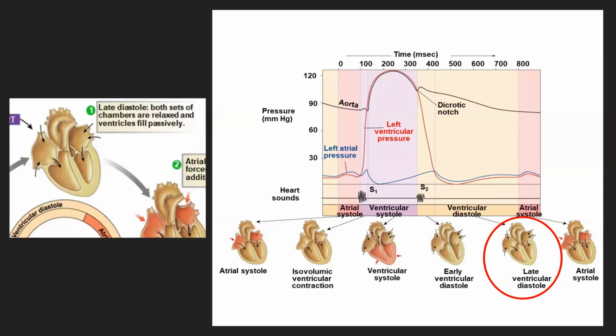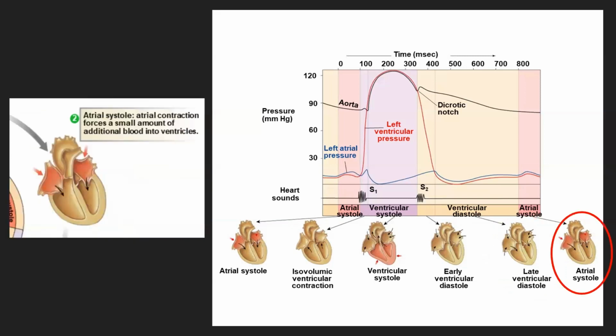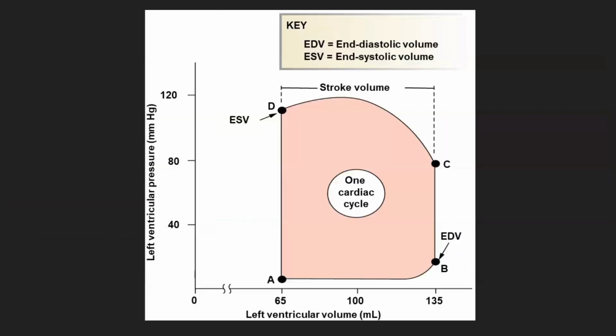Pressure isn't going to be changing during this part, just the volume. But once that is filled back up again, the cycle is going to start again with the atrial systole, and then you're going to go through another cardiac cycle and it's just going to repeat. So you can see the relationship through the volume and the pressure right here.